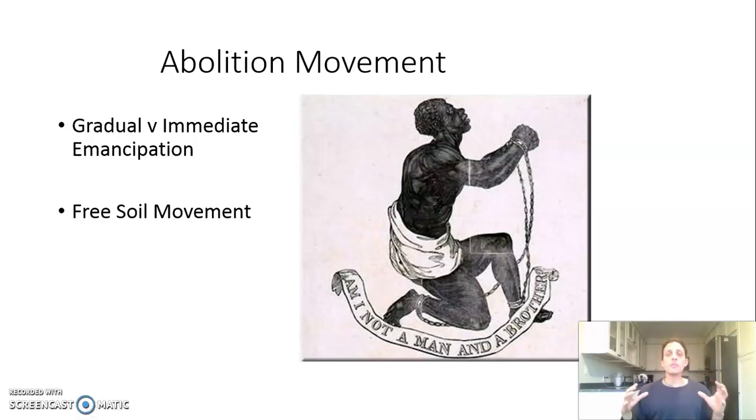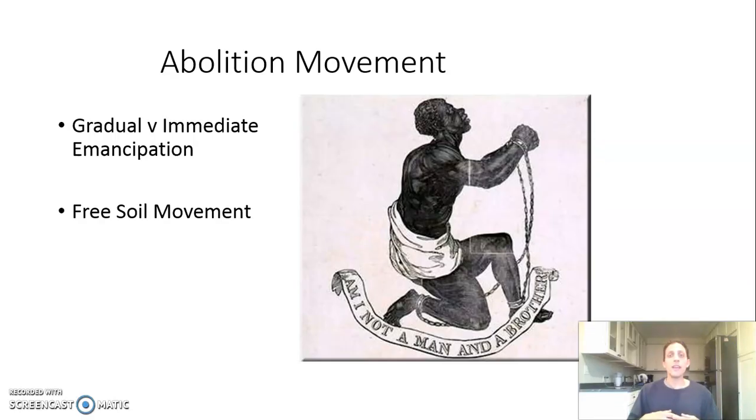Now, the principal reform movement of the antebellum period is the abolition movement. The abolition movement starts to take hold in different parts of northern society. And there are going to be all different types of abolitionists, everybody from members of the Back to Africa Society to the Free Soil Party. There are all these different types of abolitionists.